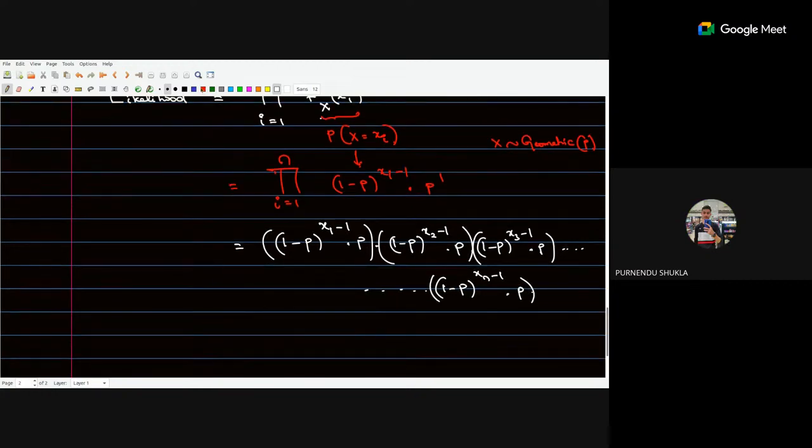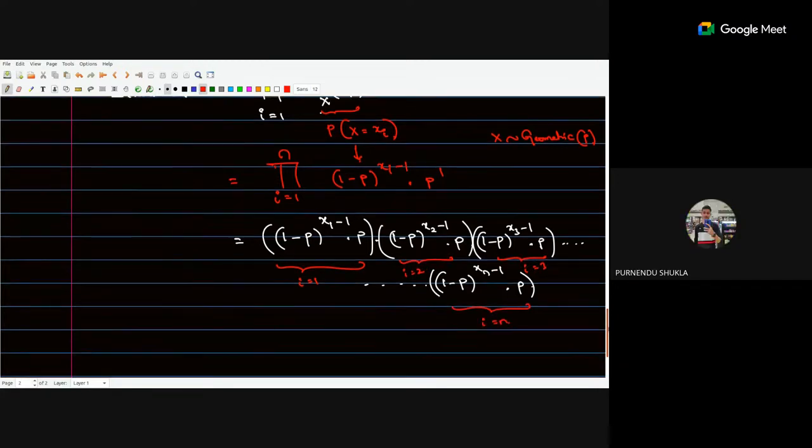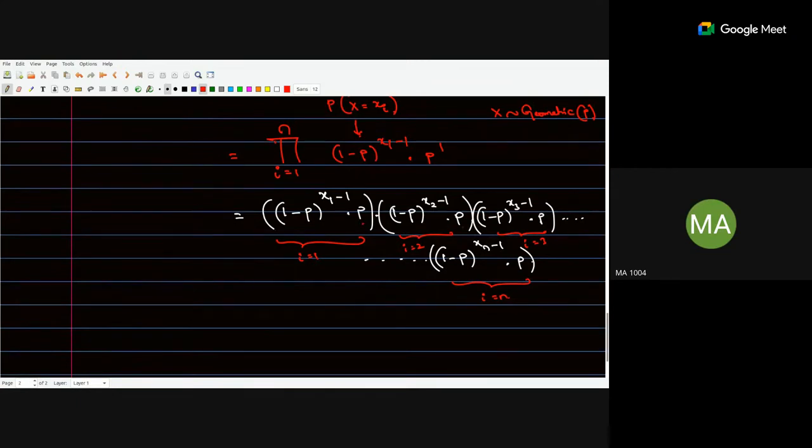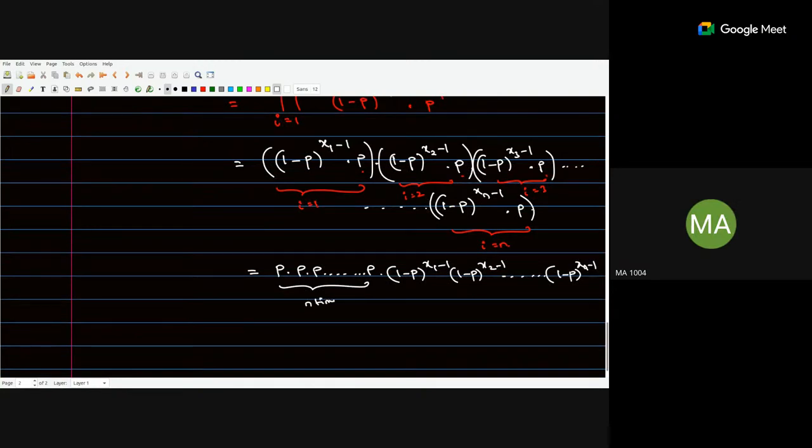This is i is 1, this is i is 2, this is i is 3, and so on till n. Now you see this term p: for every i, one p sits inside, so there are n of them. The product of n pieces will be p times p times p, and so on. The other terms are 1 minus p whole power x1 minus 1, 1 minus p whole power x2 minus 1, and so on, 1 minus p whole power xn minus 1. These are n times. So I can write p power n. You see, the base 1 minus p is the same, so I can add the powers.